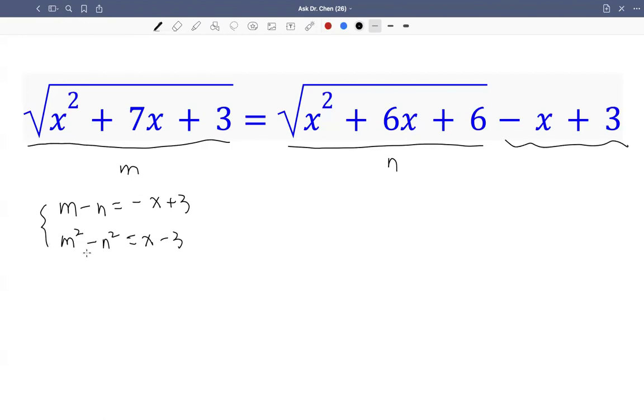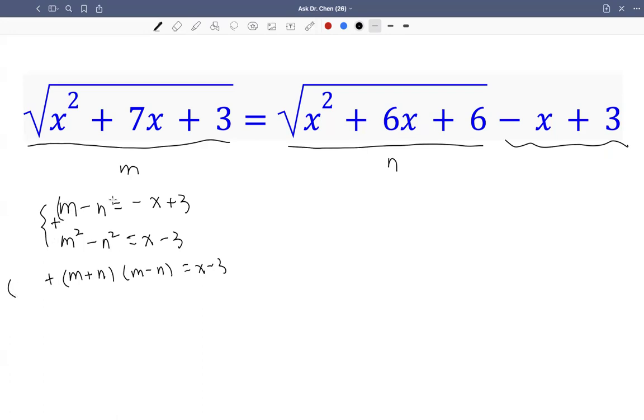And the second equation is difference of two squares. So we can factor as m plus n times m minus n. Right? That equals x minus 3. Yeah, okay, now maybe we add those two, right? If we add these two, you see we have a common factor. So let's add those two equations.